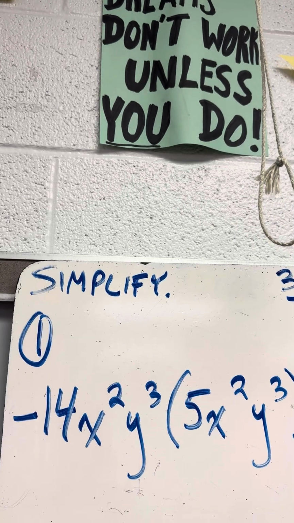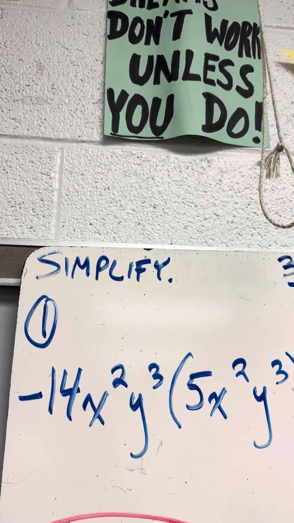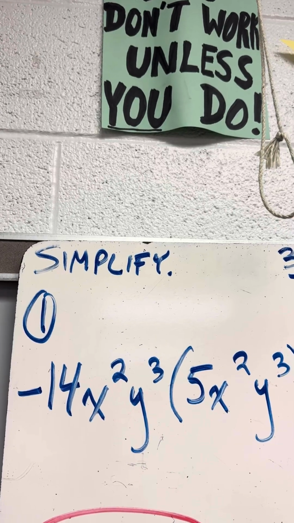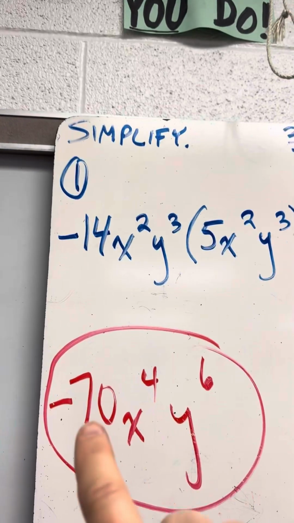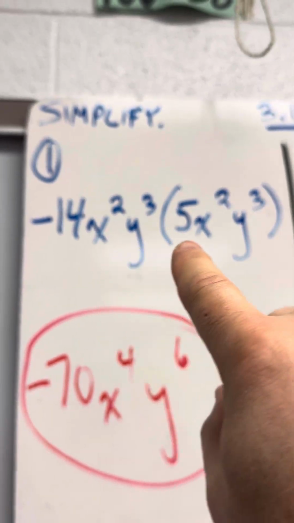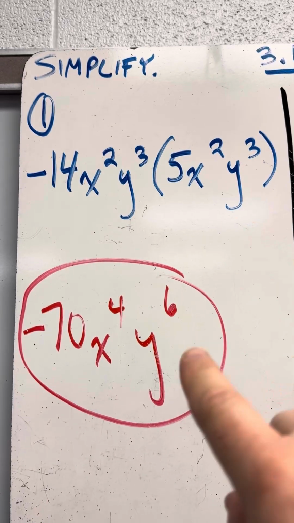negative 14x to the second y to the third times 5x to the second y to the third. We're going to take negative 14 times 5 is negative 70. X to the second times x to the second is x to the fourth. Y to the third times y to the third is y to the sixth.